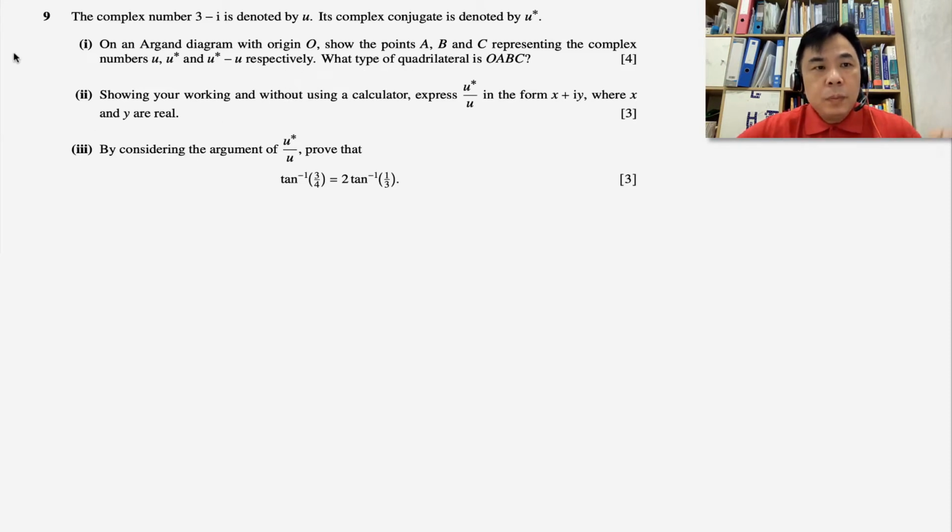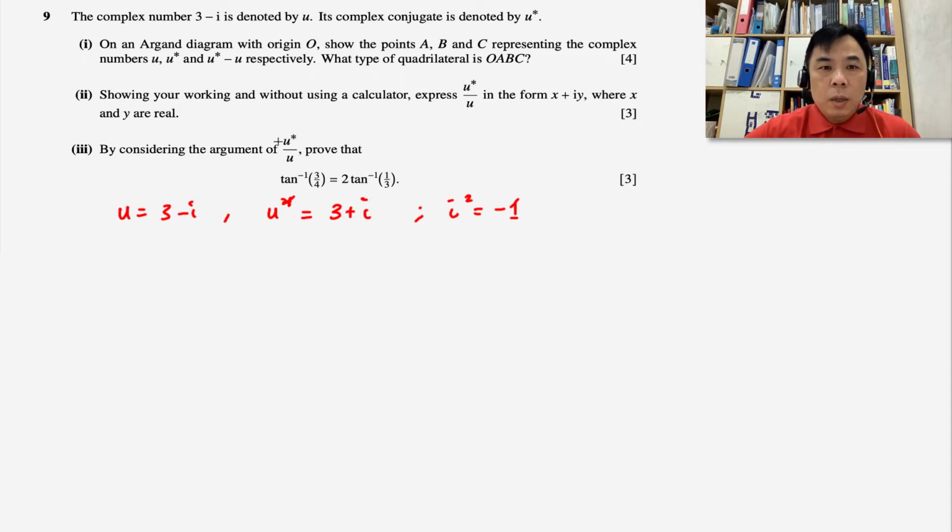All right. Now, first of all, we have been given u equal to 3 minus i, and therefore the complex conjugate, which is denoted by u star here, is given by 3 plus i itself. Noting that i squared is equal to negative 1. Because u is a complex number, and then O has the coordinates 0, 0. We all know that, right?